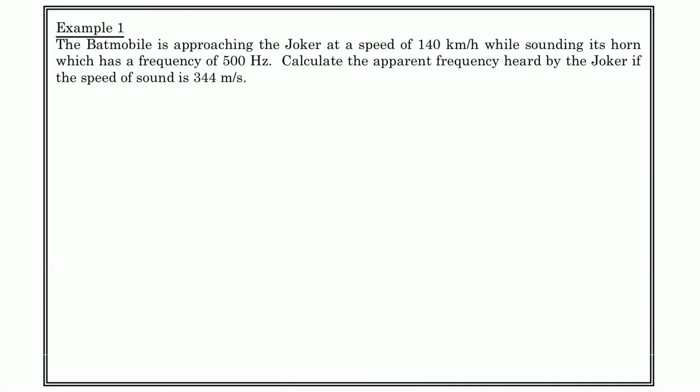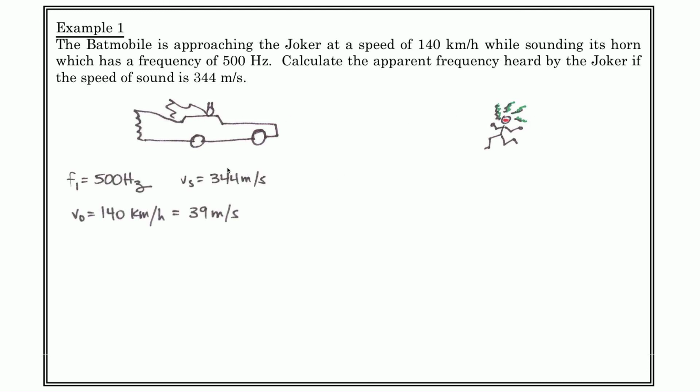So let's take a look at an example. The Batmobile is approaching the Joker at a speed of 140 kilometers per hour, and it's sounding its horn, which has a frequency of 500 hertz. Calculate the apparent frequency heard by the Joker if the speed of sound is 344 meters per second. Here's Batman in the Batmobile, sounding his horn, running towards the Joker. We know F1, the natural frequency of the Batmobile's horn, and we know how fast it's moving. Be careful with this 140 kilometers per hour: we convert it into meters per second, because the speed of sound is given in meters per second.